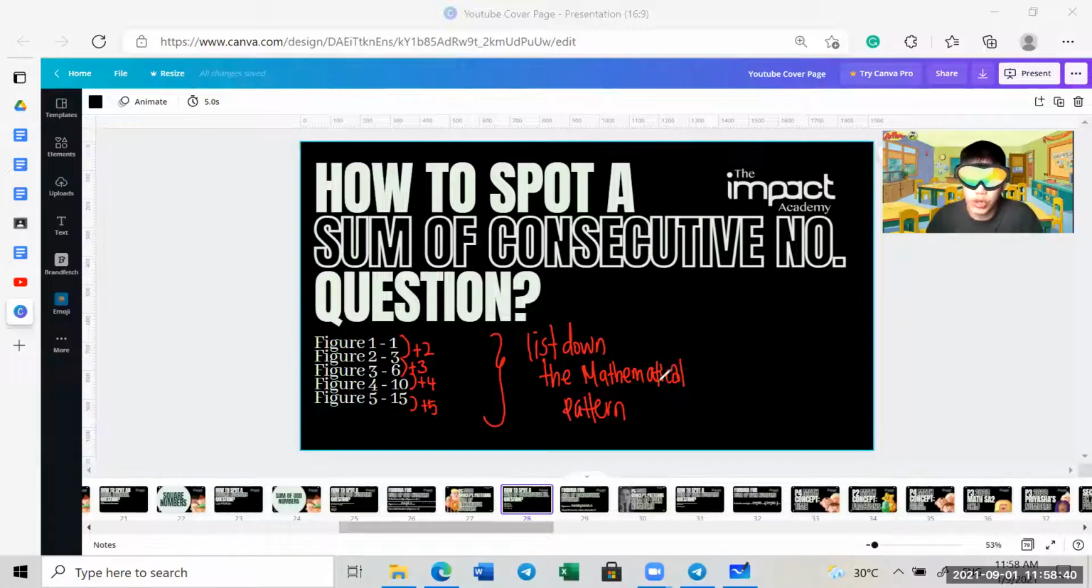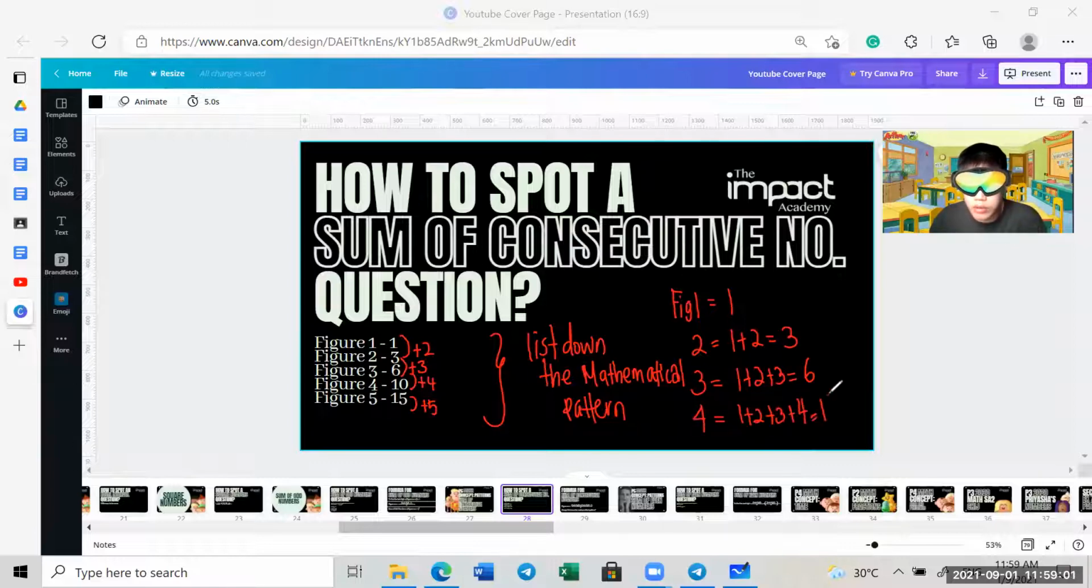So I'm going to show you how you can do this. You can write down: figure number 1 is equal to 1. Figure number 2 is equal to 1 plus 2 equals 3. Figure number 3 is equal to 1 plus 2 plus 3 equals 6. Can you see what I'm doing? Figure number 4 is equal to 1 plus 2 plus 3 plus 4 equals 10. This entire thing is what I call the mathematical pattern.